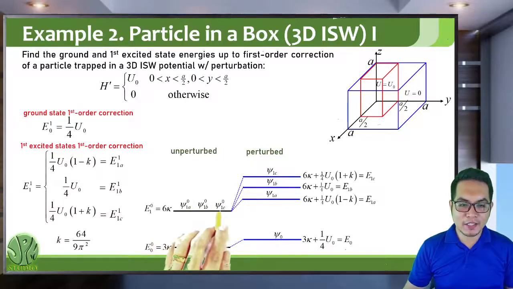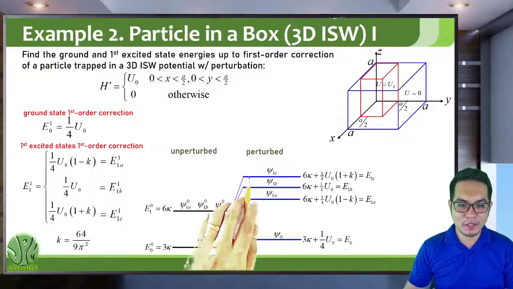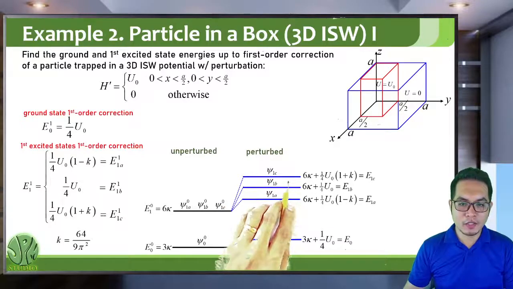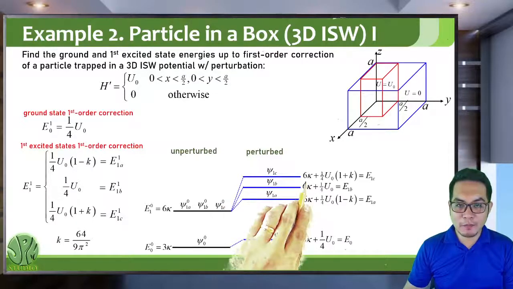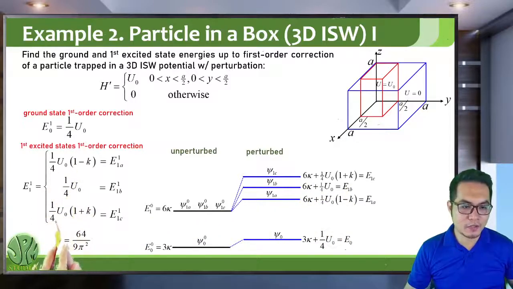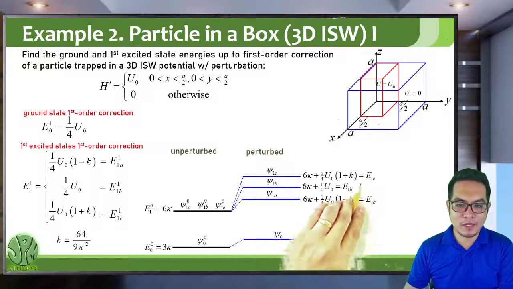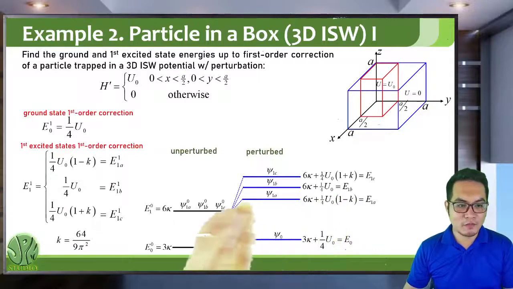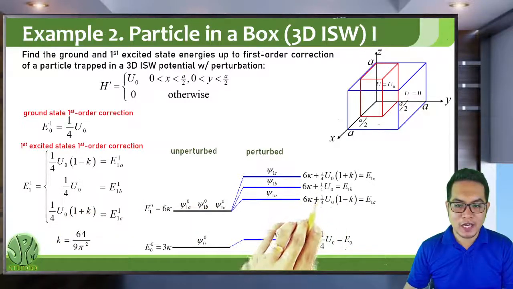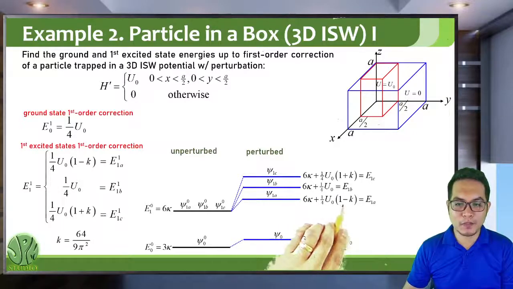For the first excited state, it's actually split into 3. So you will have the highest state, psi1C, which is the original or unperturbed first excited energy level, 6 kappa, plus the first order energy correction. The highest of these 3 energy corrections is this one, 1/4 unit 1 plus k. So that's our E1C. And then the middle one is plus 1/4 unit, E1B. And the lowest one is the one with the minus, so 6 kappa plus 1/4 unit 1 minus k. So this is our E1A.